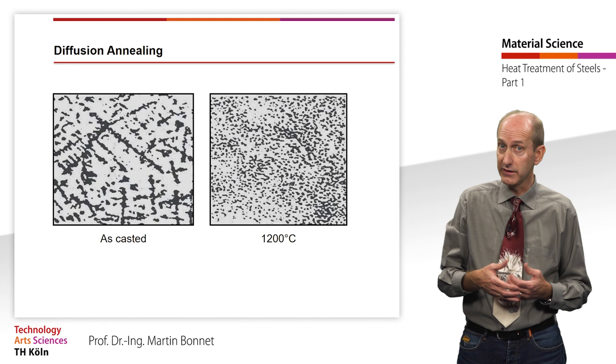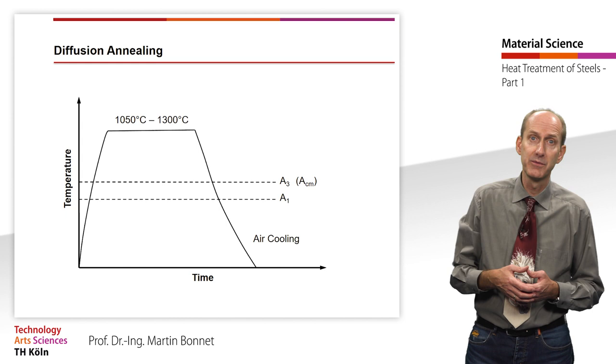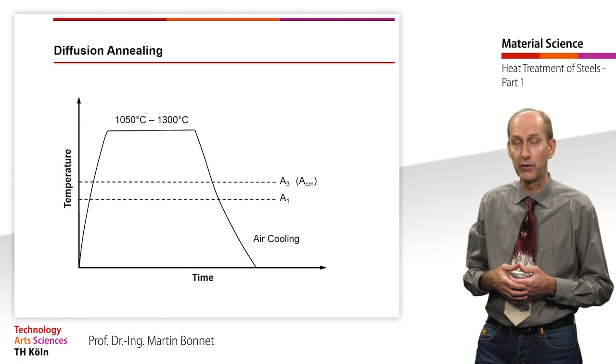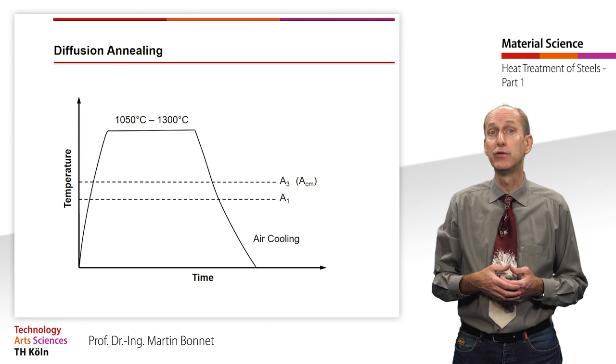The temperatures during diffusion annealing are up to just below the solidus line, thus at 1100 to 1300 degrees Celsius, depending on the carbon content of the steel. The holding time ranges from several hours up to 40 hours, depending on the wall thickness of the workpiece.